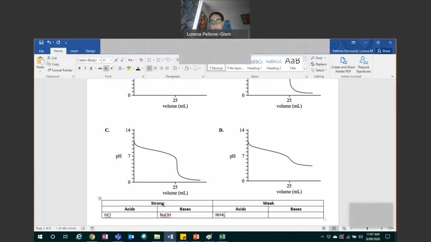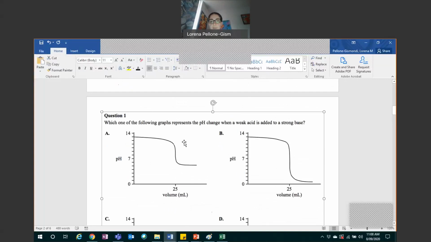Another example of a weak acid is ethanoic acid. You definitely need to know about ethanoic acid. So I'd like you to get that down too. So that's CH3COOH. In terms of a weak base, probably ammonia will be enough.